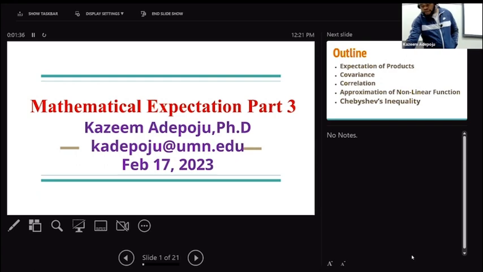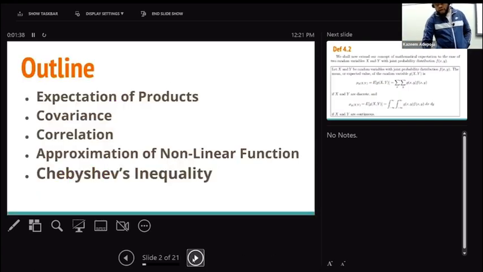In the outline, I'm going to walk you through expectation of products, covariance, correlation, approximation of nonlinear functions, then the Chebyshev inequality. Depending on time, out of the 5 objectives I'm showing you now, we may only cover 1 to 3. The remaining 2 objectives will be achieved on Wednesday, because the Monday lecture is just going to be the Meter 1 preview.